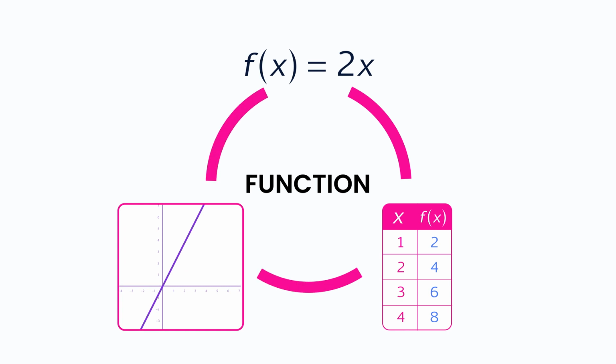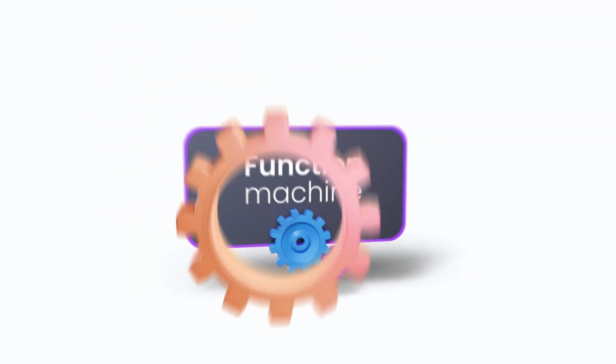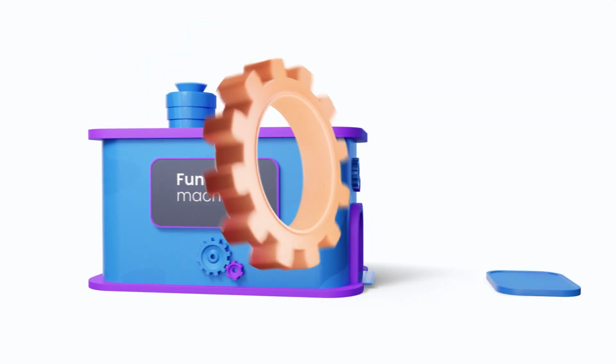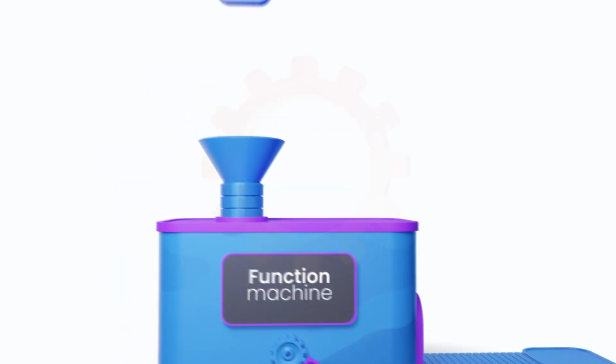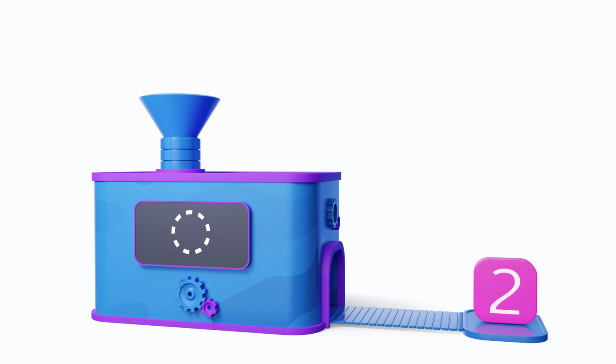To get started, let's look at how functions work. You can think of functions as machines. You put something in and get something out. Let's look at an example of a function machine. Say you input the number 1 into the machine, and it outputs 2.